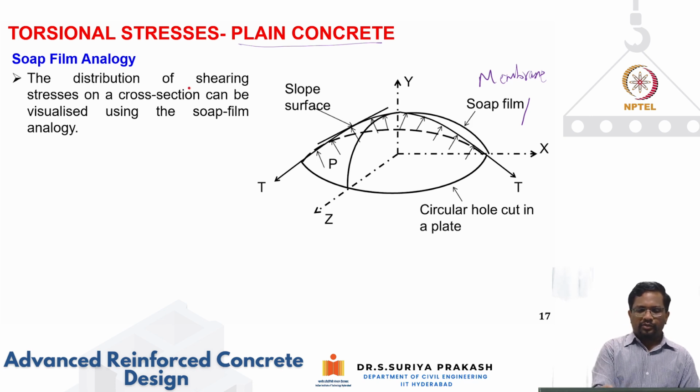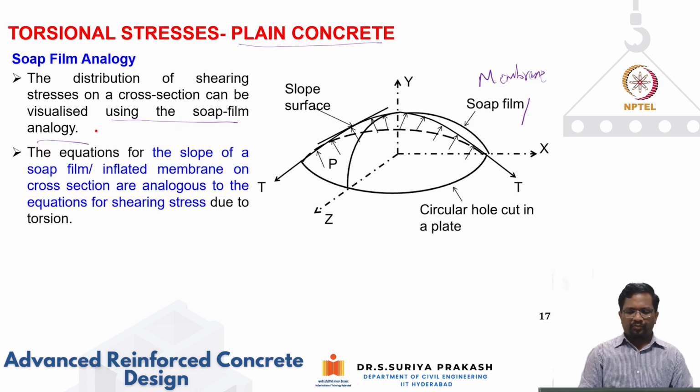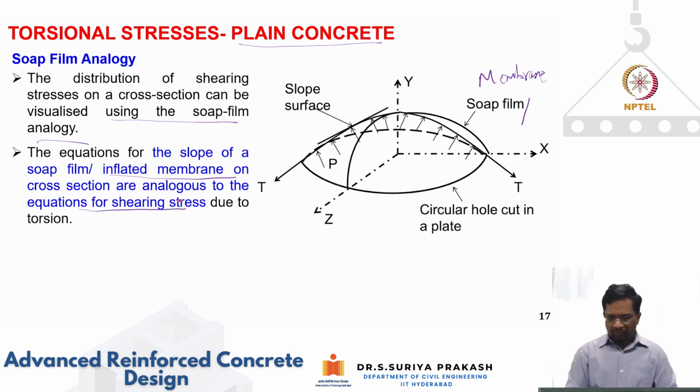So the distribution of shearing stresses on a cross section can be visualized using the soap film analogy that I talked about, also called the membrane analogy. The equations for the slope of the soap film or an inflated membrane on the cross section are analogous to the equations for shearing stress. This is actually Prandtl's membrane theory. He found that this kind of slope gives an idea of shear stress, which was what was derived theoretically by Saint-Venant.